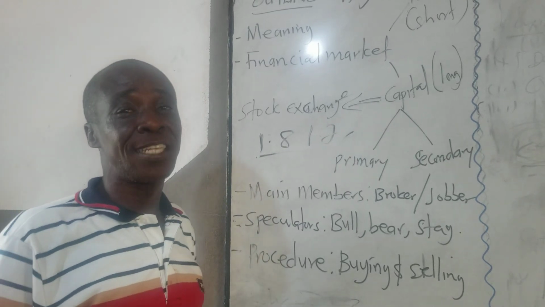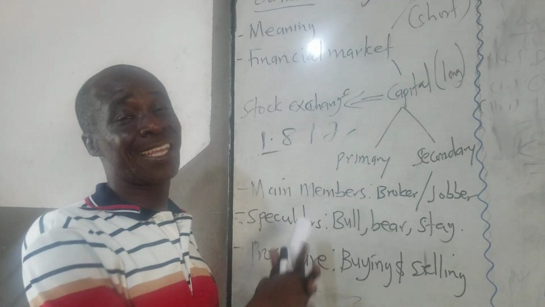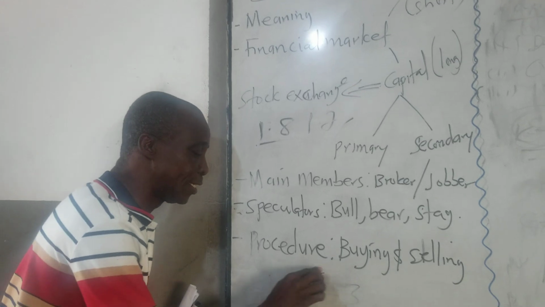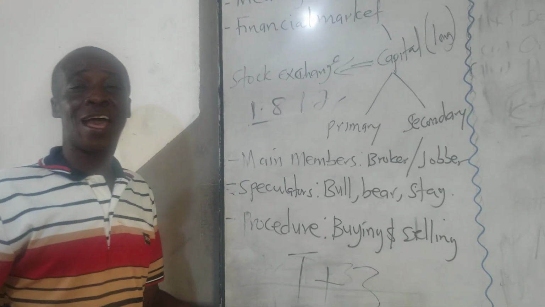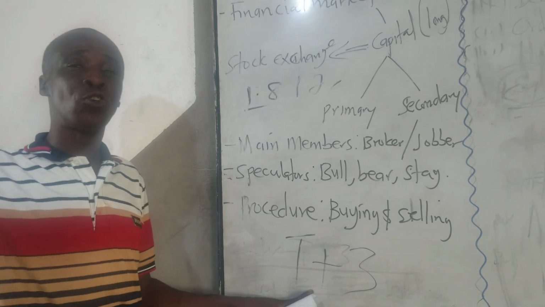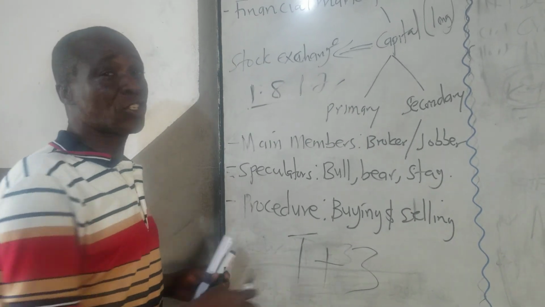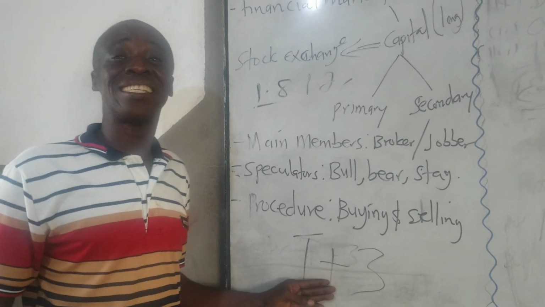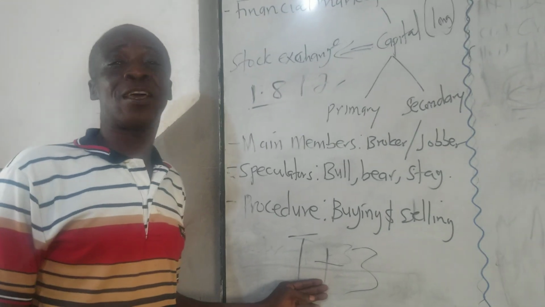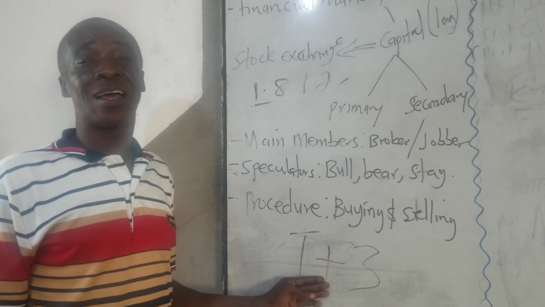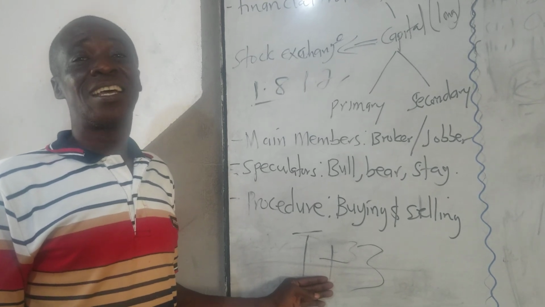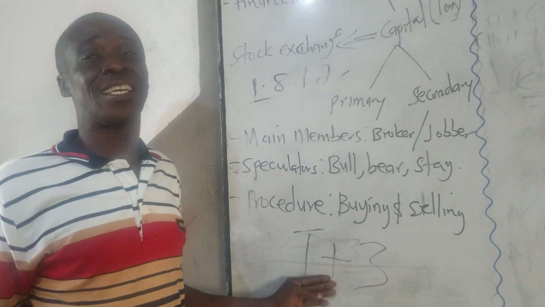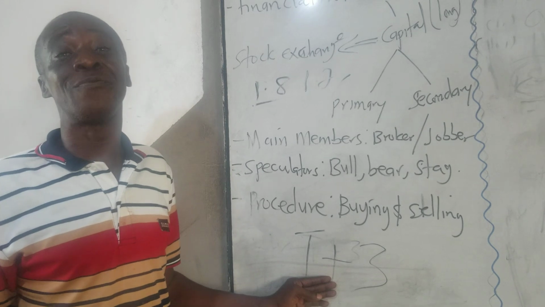Then we came to the procedure. We went through the procedure, you can check. But let me retrieve this. There's what we call T plus 3. Now, on the stock market, I have told you before, but I'm reiterating. What happens is that when transactions are executed, the broker met the client, and then the broker picked the shares of the client, and then the broker went to sell the shares on behalf of the investor. Okay.